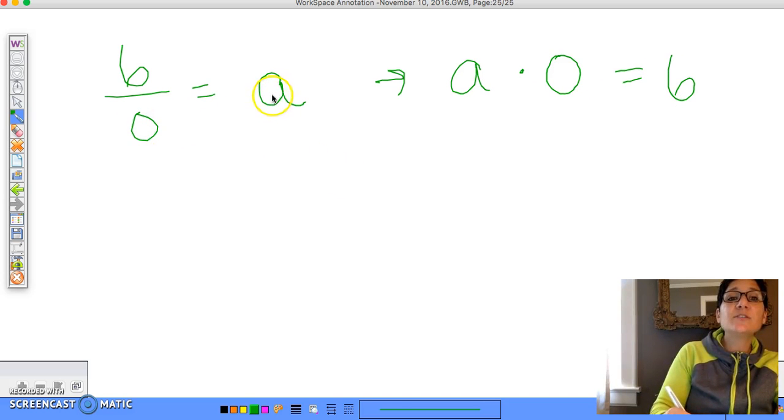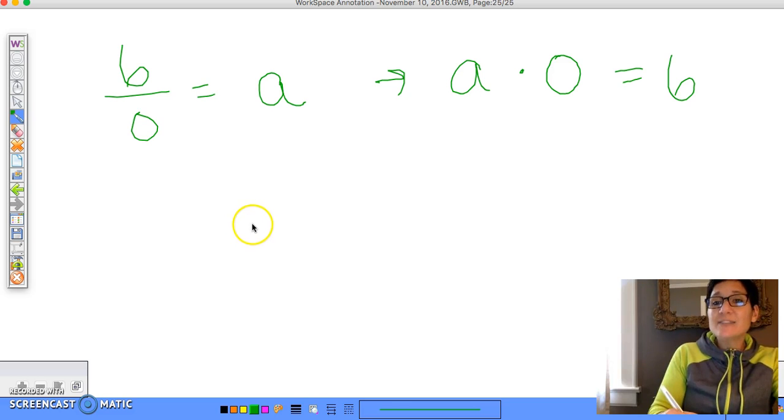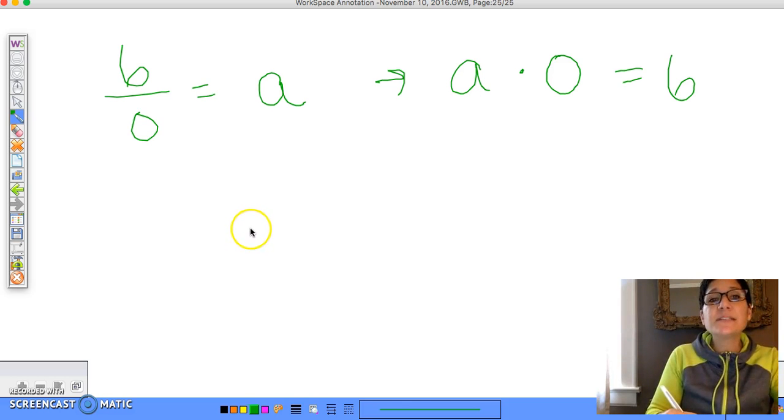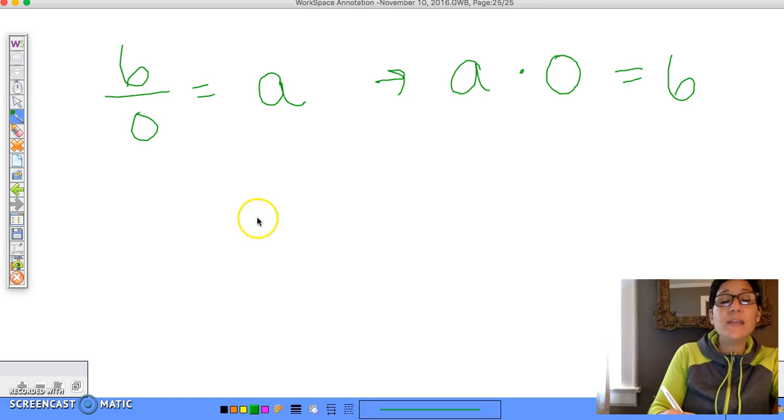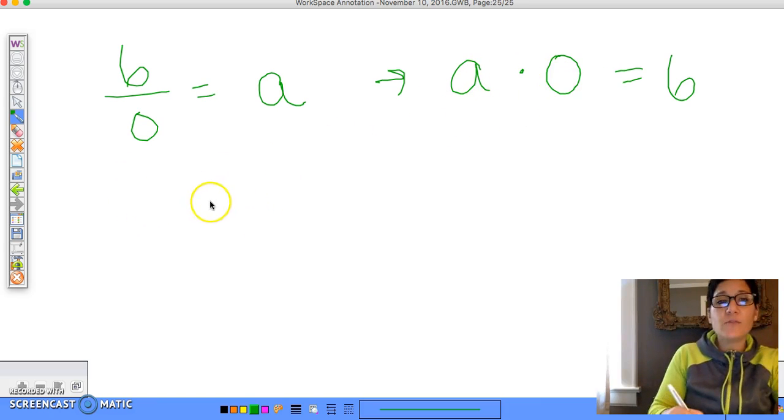So you're asking yourself, what number, where this is any number you can possibly think of, times 0 is going to get you back to 6. Can you think of a number? Because I sure as heck can't. So that's why when you divide by 0, it doesn't work. There's no number in our number system that will ever satisfy that. We can't divide by 0 because I can't get back to what I originally started with.